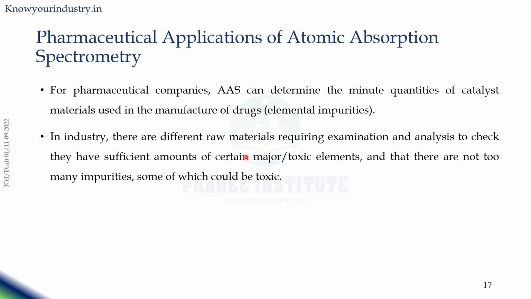And there are different raw materials requiring examination and analysis to check they have a sufficient amount of certain major or toxic elements and that there are not too many impurities, some of which could be toxic. So we need to test whatever raw materials we are obtaining to manufacture a certain product for the presence of various elements, to find out whether they are major elements or toxic elements, how much is present, and whether the material is toxic or not. To identify that, we need to do AAS testing for the raw materials.